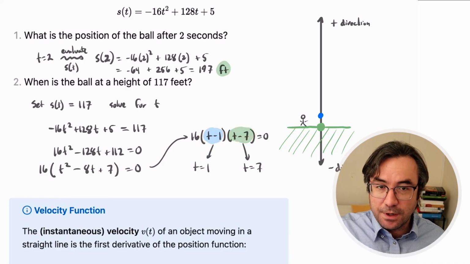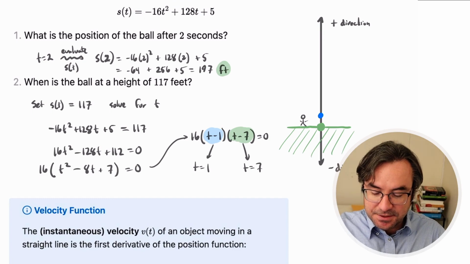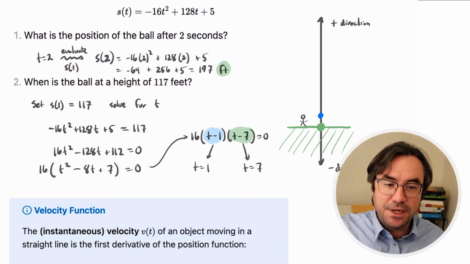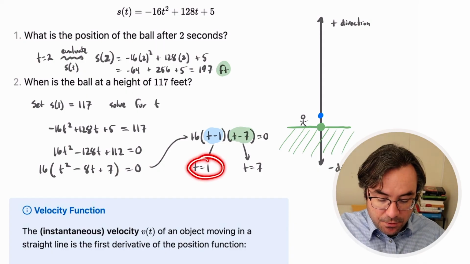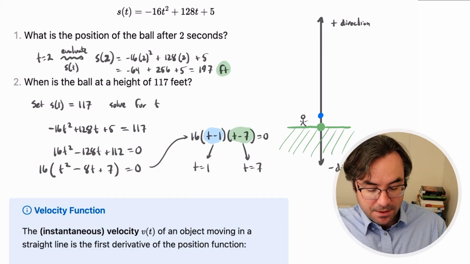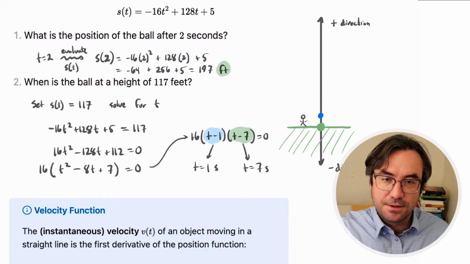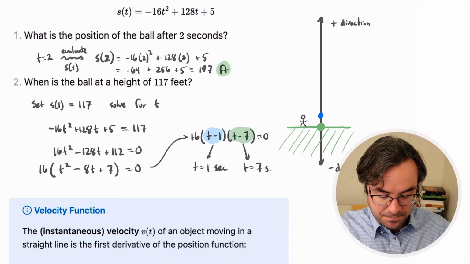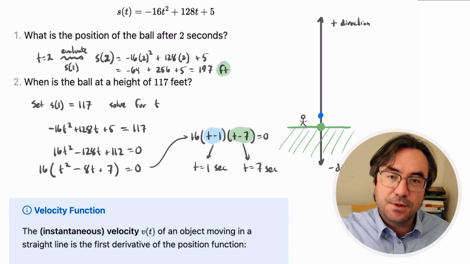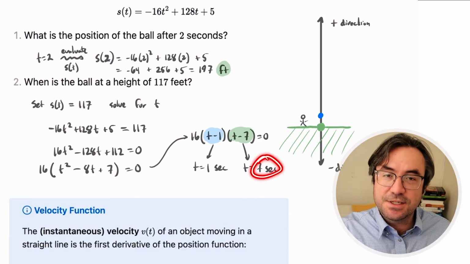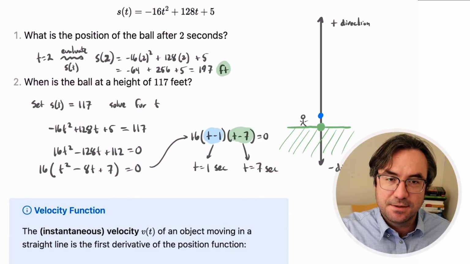All right, so we found the 2 times when this ball reaches a height of 117. Now, what are the units here? The units for time in this case are seconds. So after 1 second, the ball reaches this height, and then again after 7 seconds, the ball reaches this height.